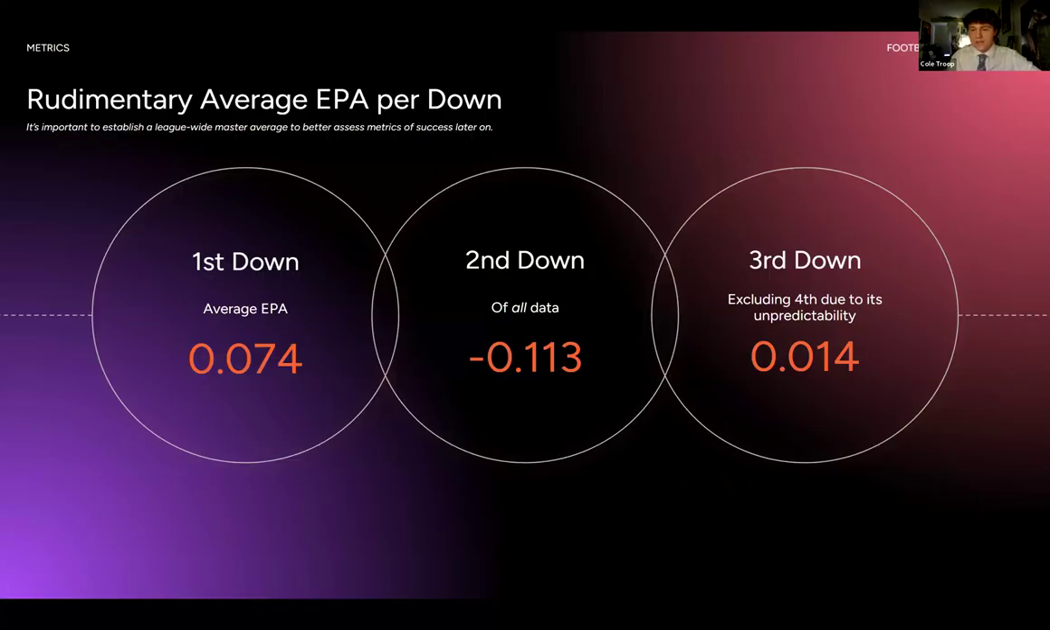To begin, before evaluating any strategy, it's important we have a baseline of league-wide averages. First down is generally positive. Second down trends a little bit negative, and third down is roughly neutral. All this is meant to do is show that on any given play, we're not expecting a whole lot.